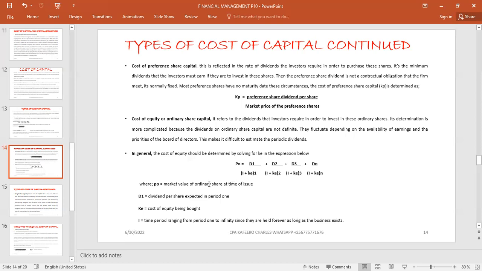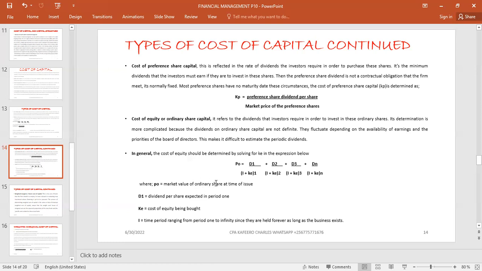This I is the period, and KE is the cost of equity being bought, and D1 is the dividend per share expected in period 1. If it is D2, then that will be the dividend per share expected in period 2, until the lifetime of the business.